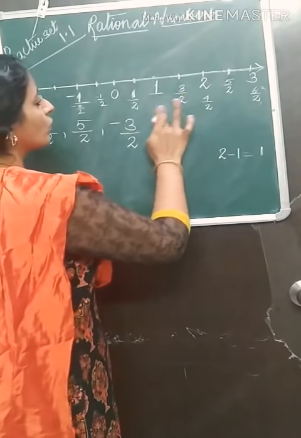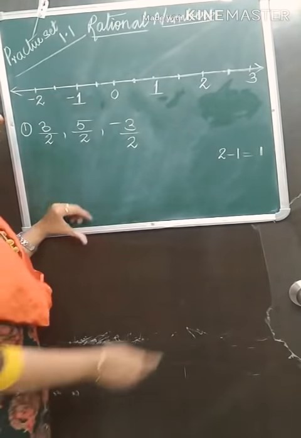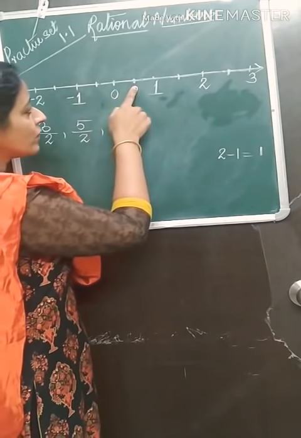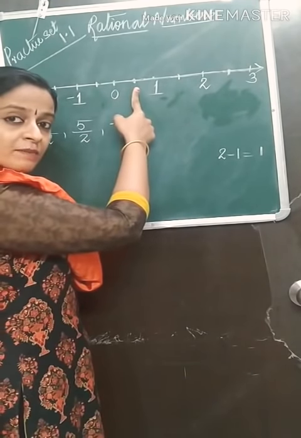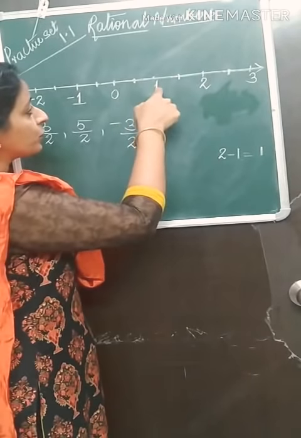But we need not plot all of them. The first number is 3 upon 2. How will you plot 3 upon 2? After 0, the next number is 1, no? So first dot is 1 upon 2. This will be 2 upon 2.